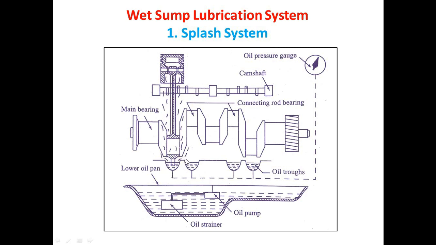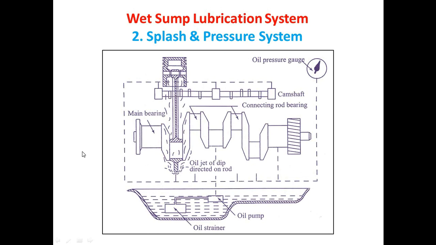Whenever the big end comes in contact with the lubricating oil, it splashes, it sprays that lubricating oil because of the motion of the connecting rod, which makes the lubricating oil get sprayed over the engine components. This type of lubrication system is utilized for light duty engine applications.